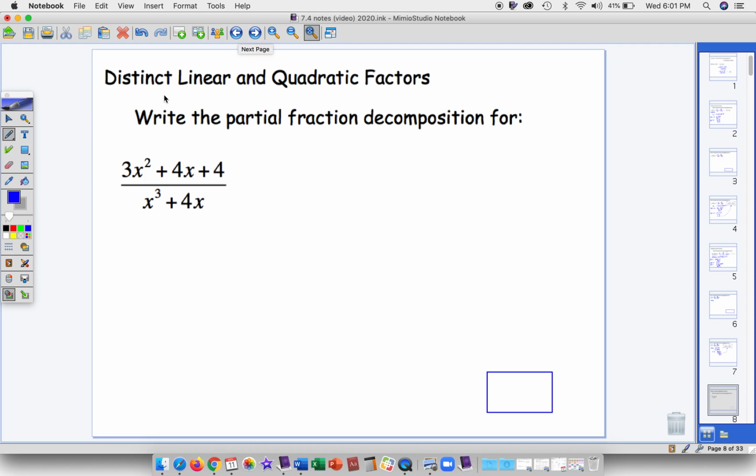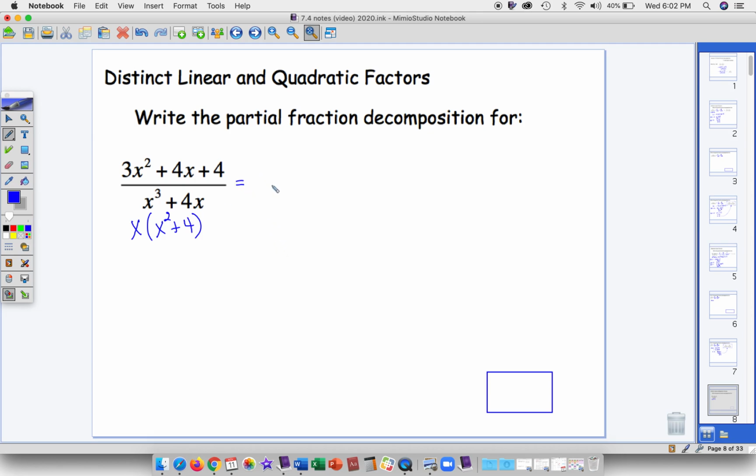The third type, distinct linear and quadratic factors. So here, when we say quadratic factors, we mean irreducible quadratic factors. For instance, x squared minus 4 is not a quadratic factor, because it can be broken down into linear factors. But here, if I factor out x, I have x squared plus 4. This is a quadratic factor because it can no longer be broken down using real numbers. We do not use imaginaries.